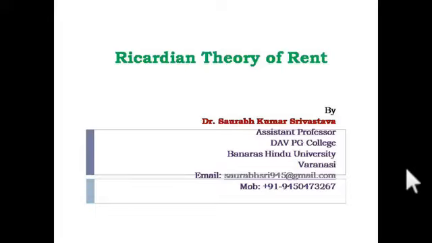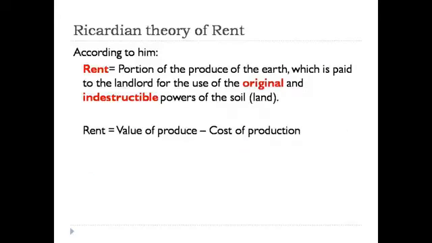Ricardo was the main proponent of the theory of rent, and he used the original and indestructible powers of nature, which have been given by nature to humans, and humans use them and get profits. So according to him, rent is a portion of the produce of the earth which is paid to the landlord for the use of the original and indestructible powers of the soil. We use the land, and whatever we gain from the land is a profit. Now suppose the rent is equal to the value of produce minus the cost of production.